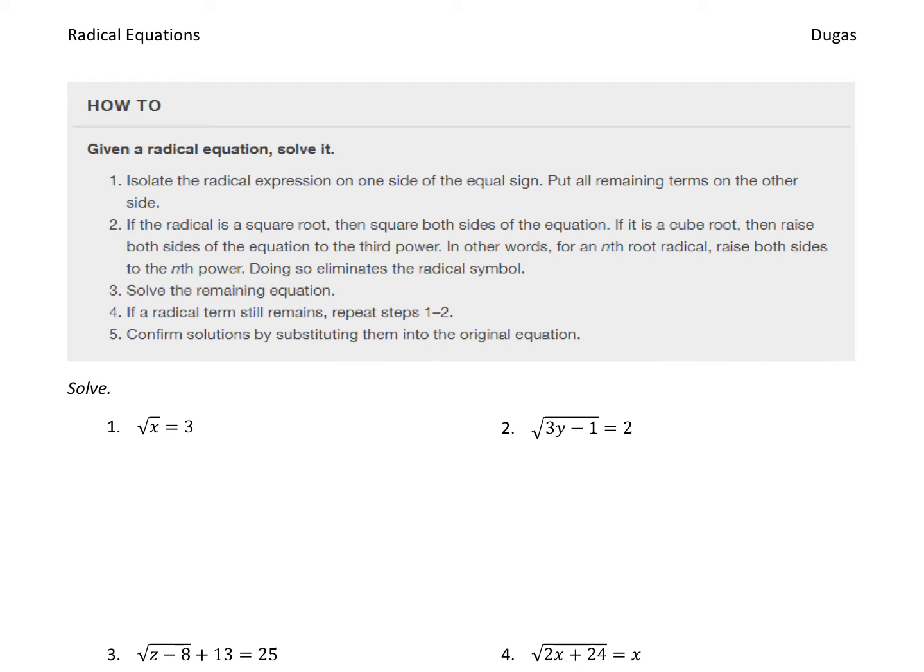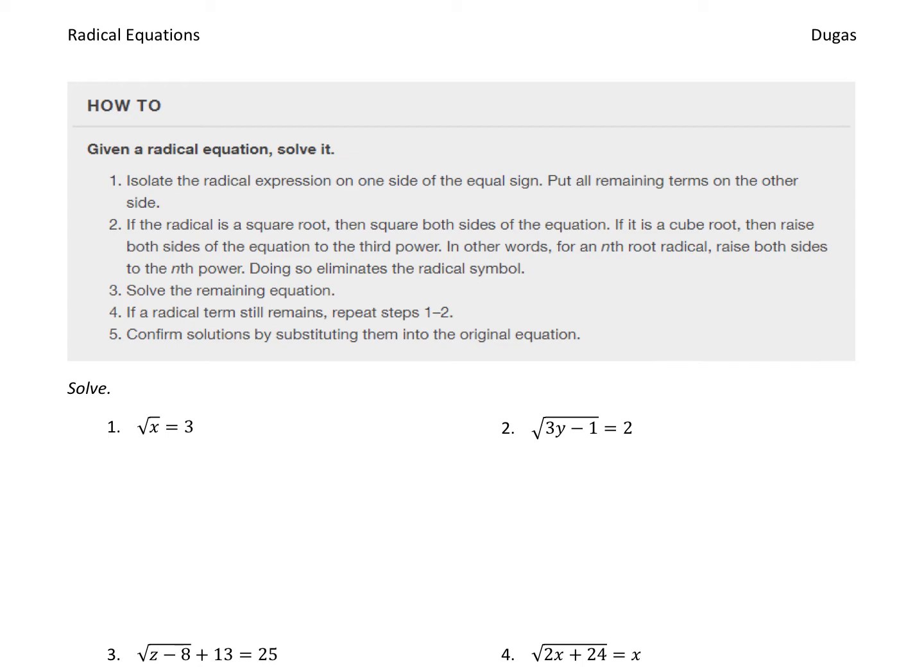We're going to be solving some radical equations. I have this little how-to box in case you want to screenshot it or copy it down in your notes. It's how to solve an equation if it's a radical equation. So here are the steps. You can simplify these, you can use them as is, or you can ignore them altogether. But it's important to have a process, right?